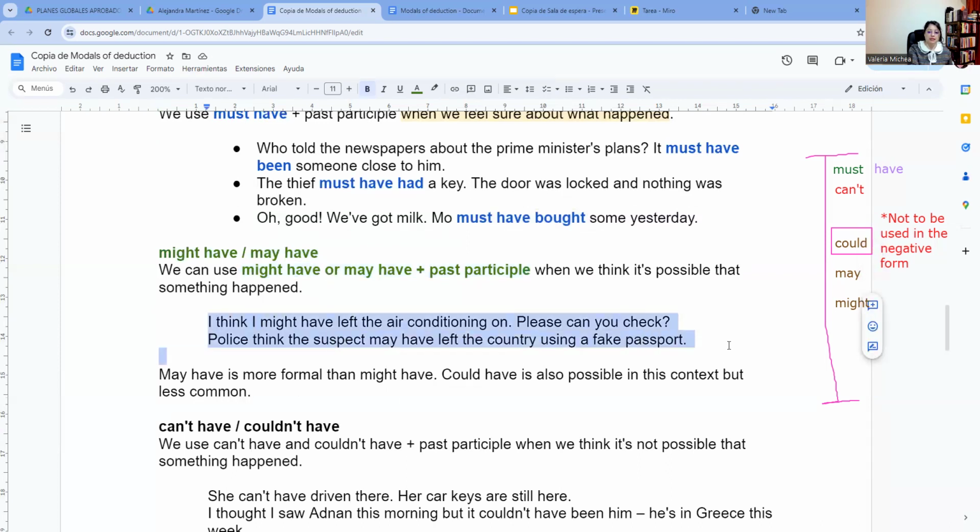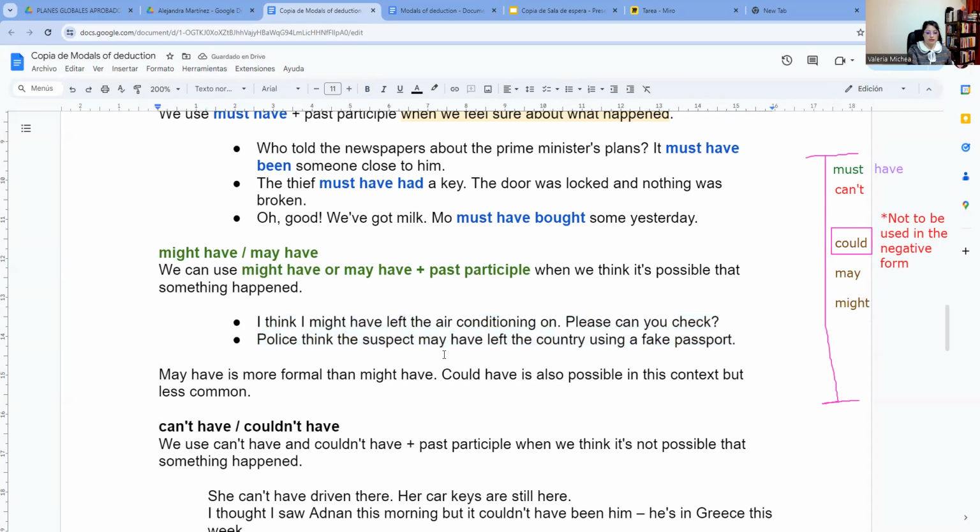So again, let's see two examples. Let's have a look at this. I think I might have left the air conditioning on. Please, can you check? I'm not sure. I don't remember if I turned off the air conditioning, so I might have left it on. Can you check? I don't have evidence, but I kind of have the doubt, so I need to check.